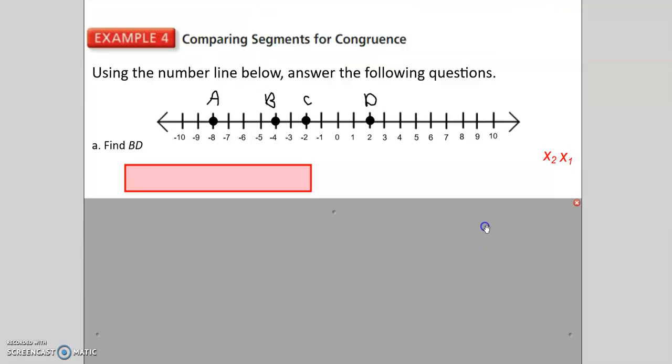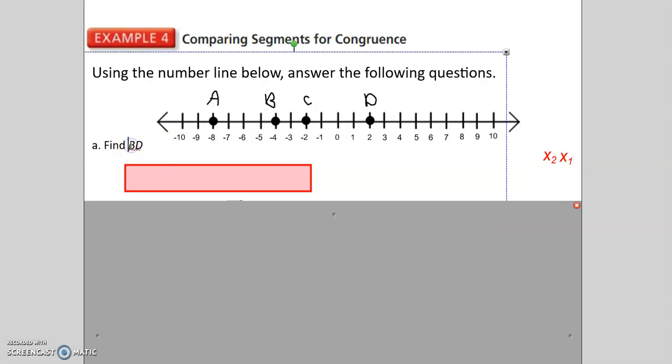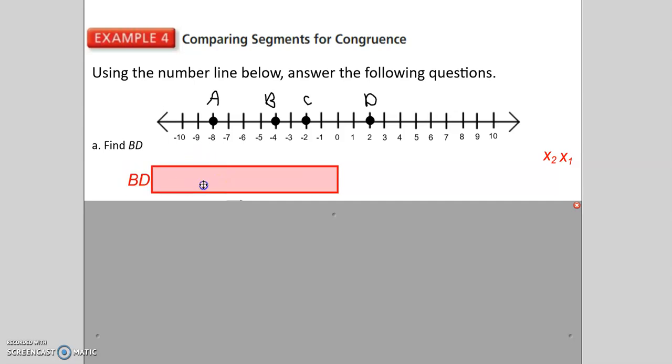We're going to take a look at these problems down here. It says, find AB. Remember, it doesn't say length or distance. Whenever I see two points written next to each other, we need to find the length. So I'm going to jot down that formula, BD equals the absolute value of x2 minus x1. I put x1 and x2 on my number line, like it's a visual, it helps us. So B is going to be my x1 and D is going to be my x2.